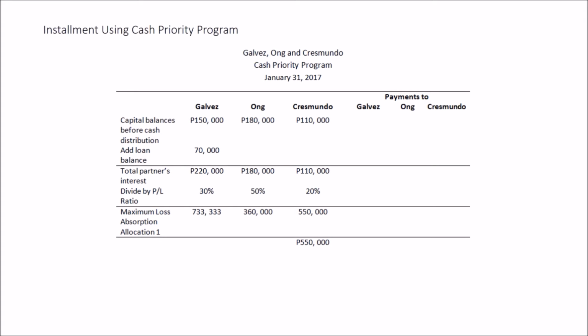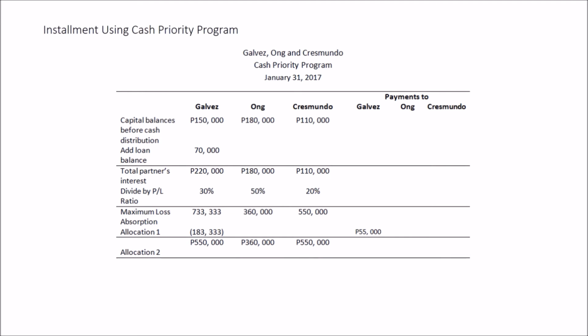Since partner Galvez has the highest maximum loss absorption, we will subtract 183,333 from her balance so that she will have an equal balance with Cresmundo of 550,000. 183,333 is then multiplied by Galvez's PL ratio to know the payment she will receive. As of the moment, Galvez and Cresmundo have the same balances of 550,000 and Ong of 360,000.